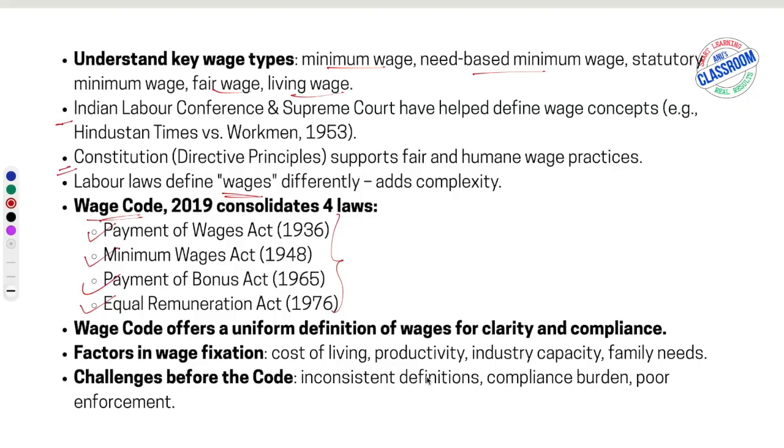You are not just managing salaries, but you are also going to be ensuring fairness, legality, and dignity for the workforce.